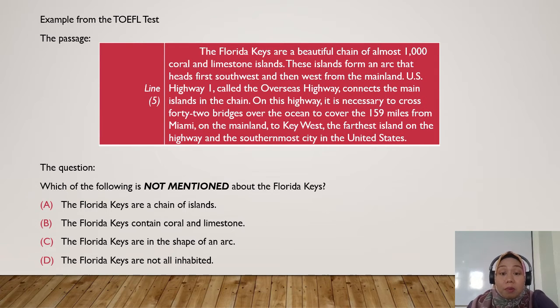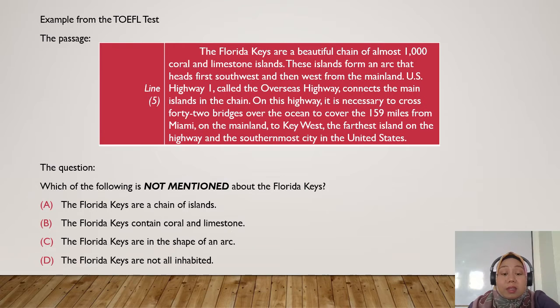Here, from that sentence, we can find out that the Florida Keys are a chain of islands. That's true. And then, the Florida Keys contain coral and limestone. Yes, coral and limestone. And then, can we find that the Florida Keys are in the shape of an arc? Let's see. Here, arc. Yes, these islands form an arc that heads first southwest and then west from the mainland USA. So C is correct, right?